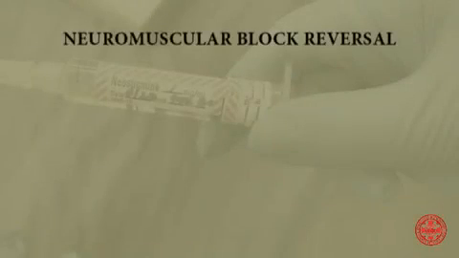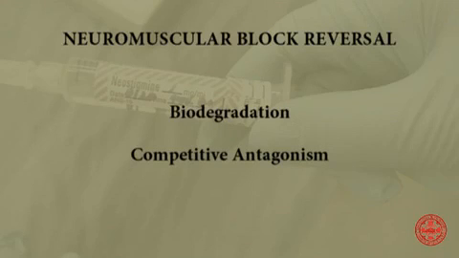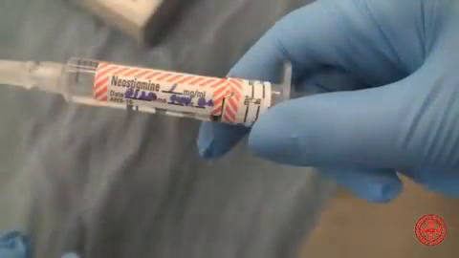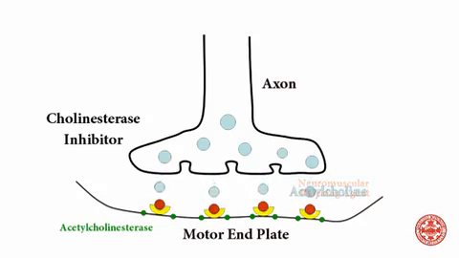While the effects of all clinically used neuromuscular blocking agents eventually disappear due to biodegradation, the return of normal neuromuscular function can be expedited through competitive antagonism using a cholinesterase inhibitor such as neostigmine. This results in increased presence of acetylcholine, which displaces the neuromuscular blocking agent from the acetylcholine receptor and allows normal muscle contraction to take place.